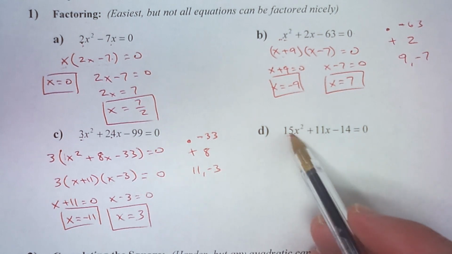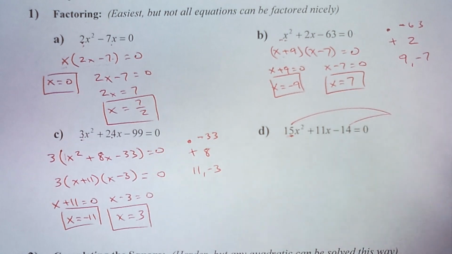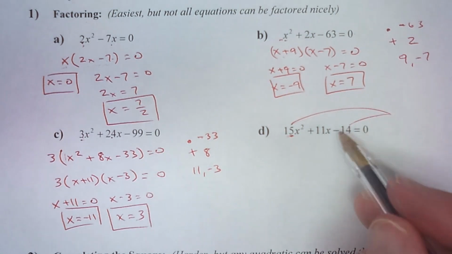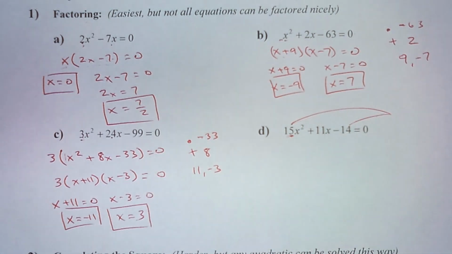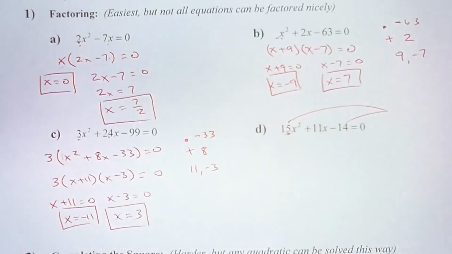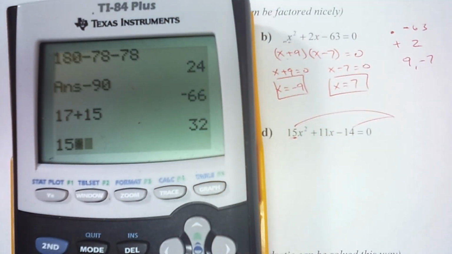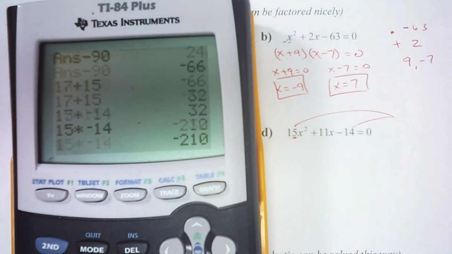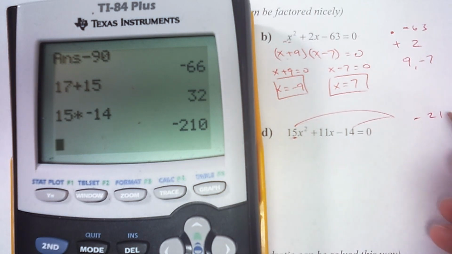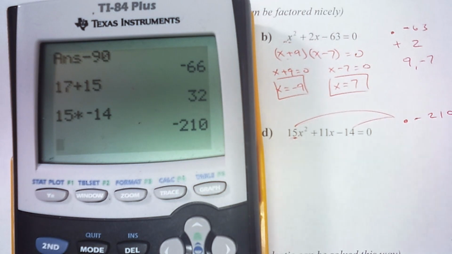So when the lead coefficient is not 1, here's what we do. We take this 15 and 14, negative 14 actually, and multiply them. Okay, so I have 15 times negative 14, and that is negative 210. So I need my two numbers to multiply to negative 210 and add up to 11.